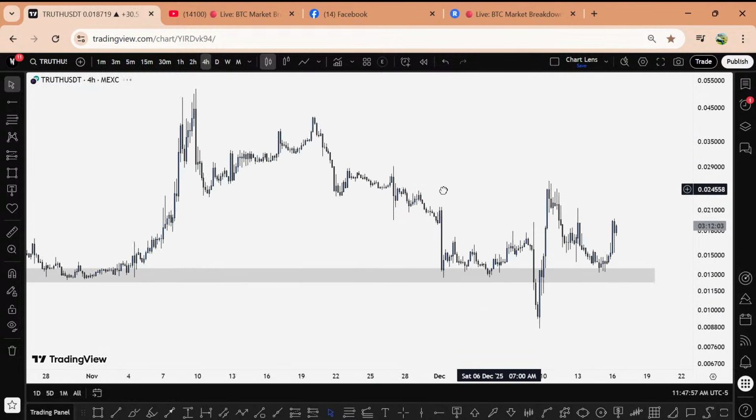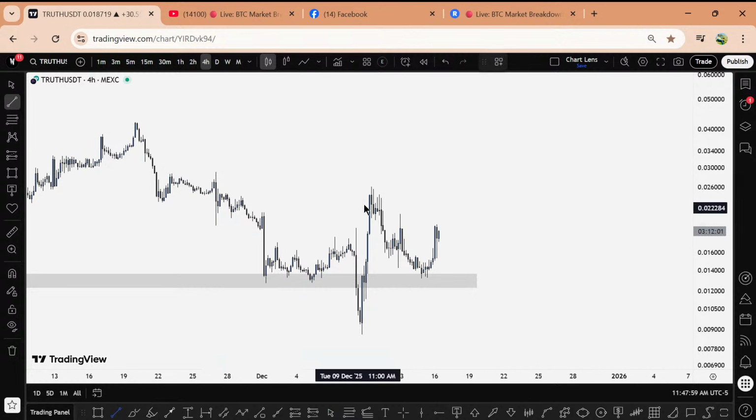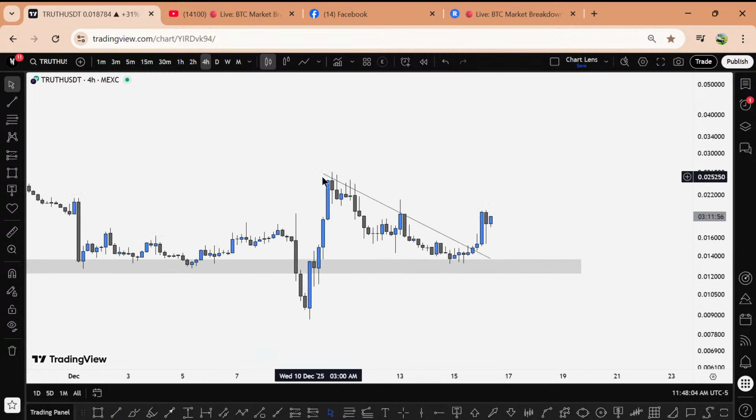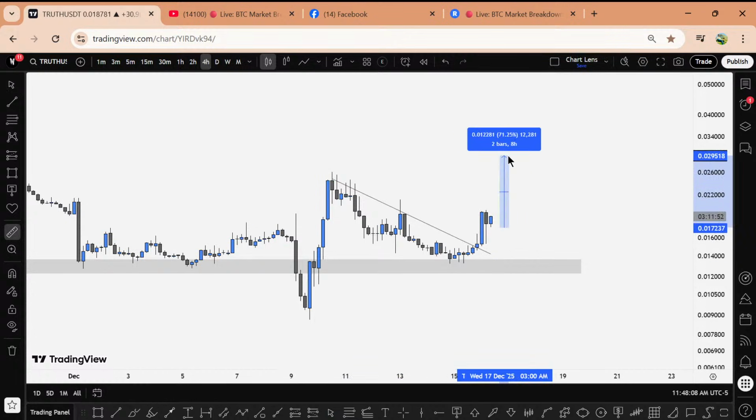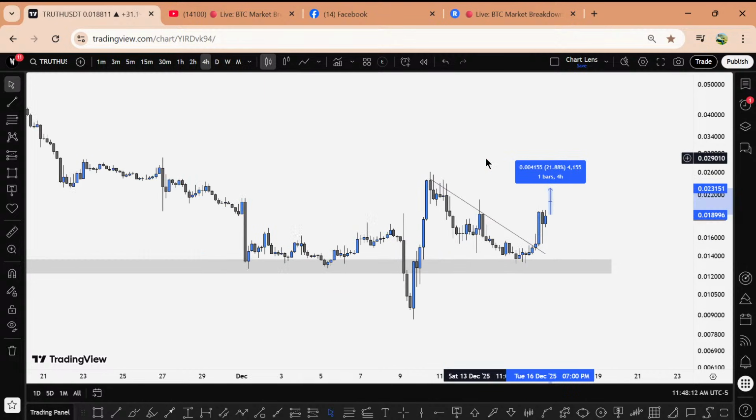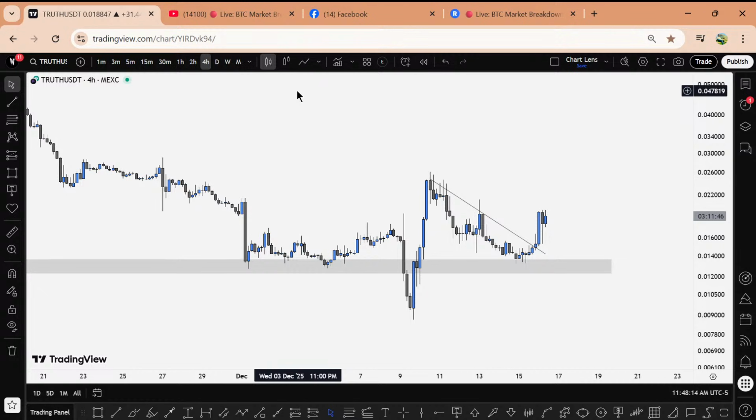So for newbies I would suggest you stay away, but for now this looks bullish to me because you can clearly see price just broke out above this trend line. Then here you can expect some upside recovery easily. So this is my most probable scenario right now in Truth. Hope you got it.